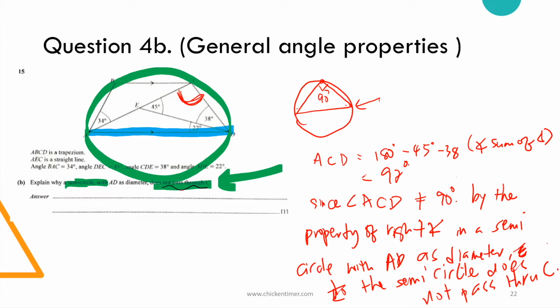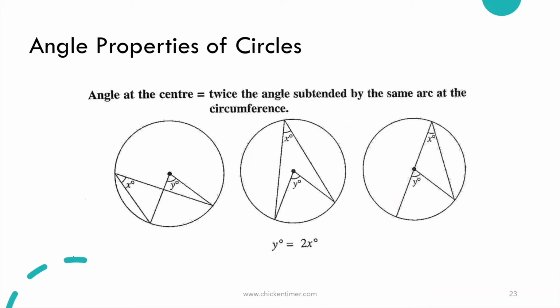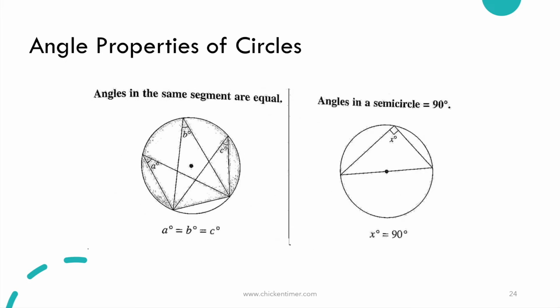This is how we write it. So then we have other angle properties of circle like this, which is angle at the center equals to twice angle at the circumference. Then we have angle at the same segment, and angles in semicircle equals to 90.